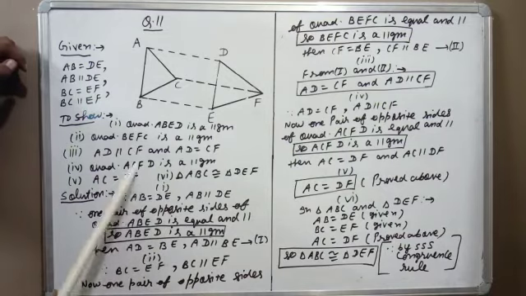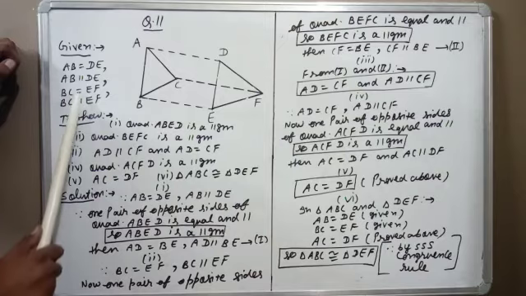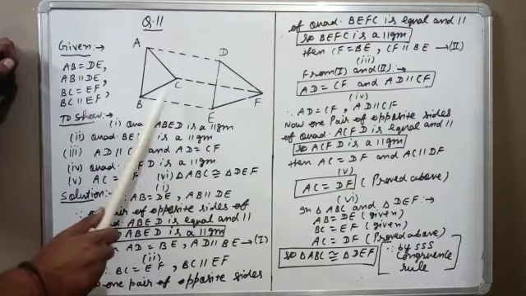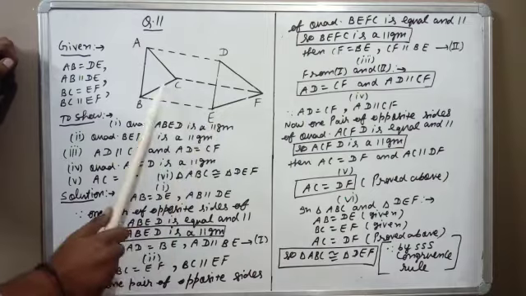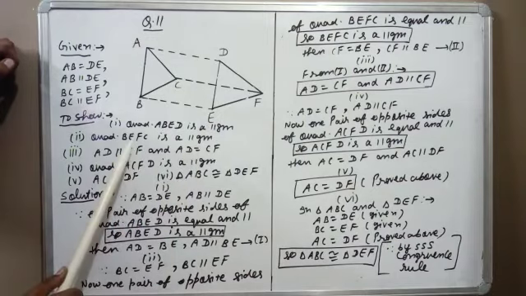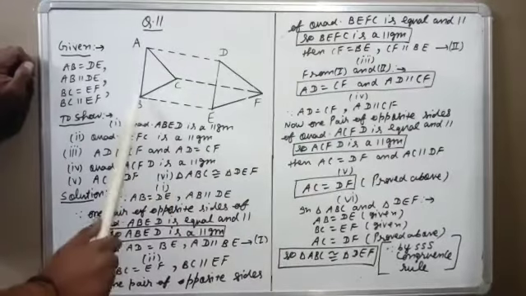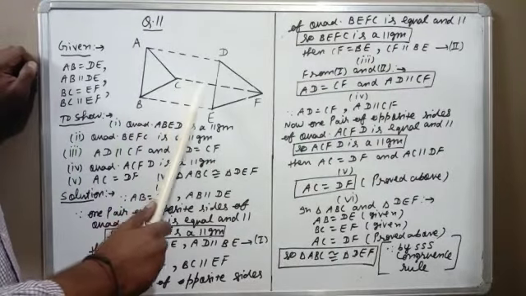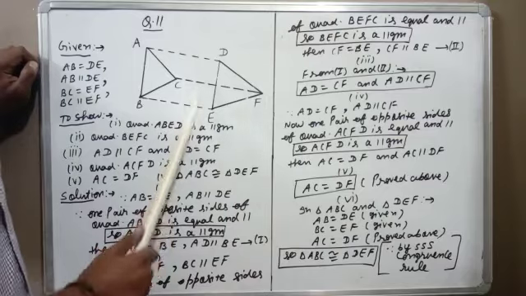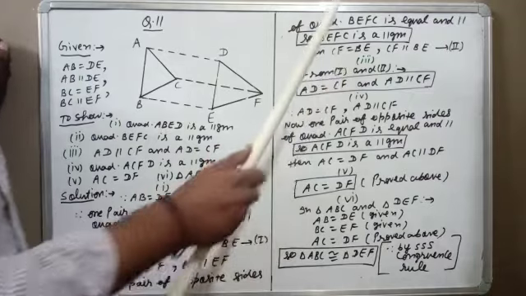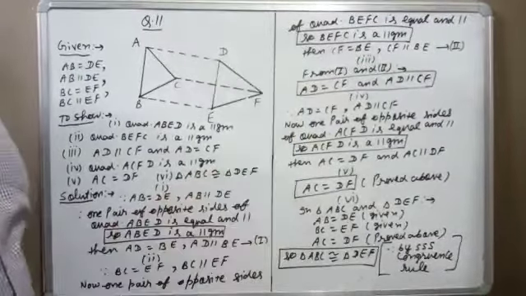Now second part. Here we want to prove BEFC is a parallelogram. So BC and EF will be used here. BC and EF are equal, and BC and EF are also parallel. BC and EF are again opposite sides of quadrilateral BEFC. So one pair of opposite sides of quadrilateral BEFC is equal and parallel. So BEFC is a parallelogram. In BEFC we can also say CF equal to BE and CF parallel to BE. So one extra step from the first part, one extra step from the second part, so that we can solve the other parts also.